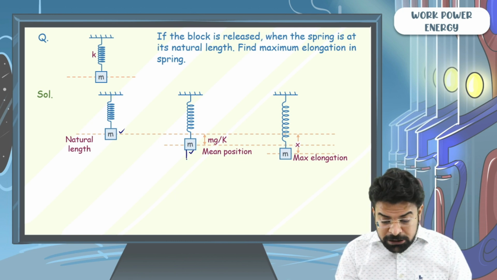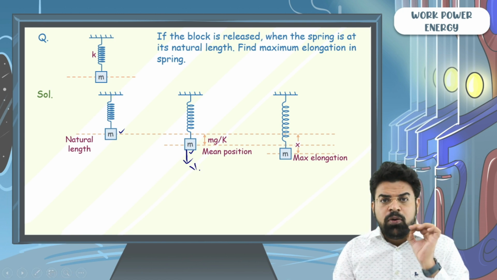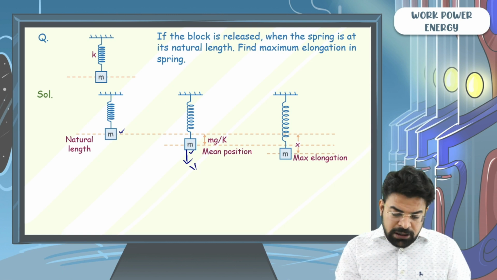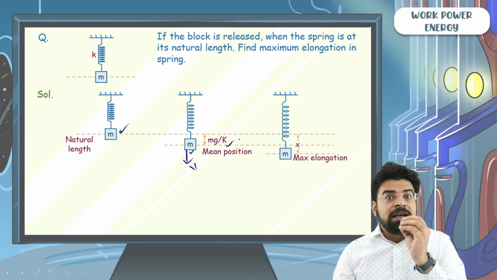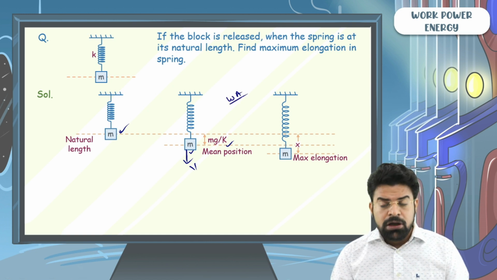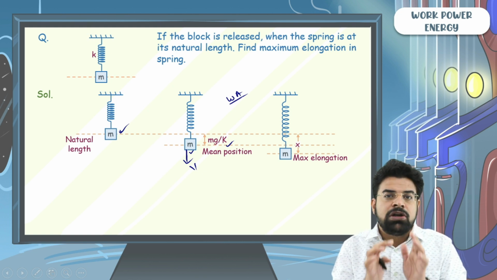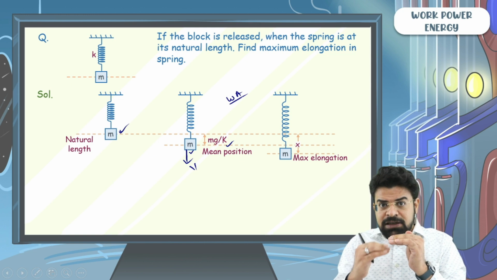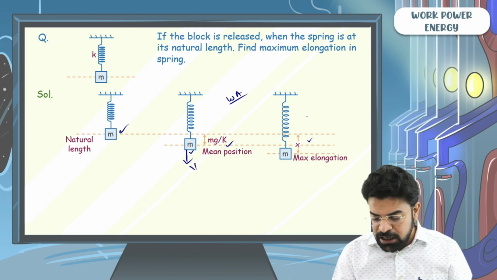So the block must have gained some speed. If you have done a course on SHM, you will know that going from the natural length till the mean position, the block will attain a speed, and that will be the maximum possible speed of SHM, equal to omega a. So after reaching the mean position, despite the force being 0, the block doesn't stop there. It goes a further distance down. How much? The same distance. That's why the final answer comes out to be 2mg by k.